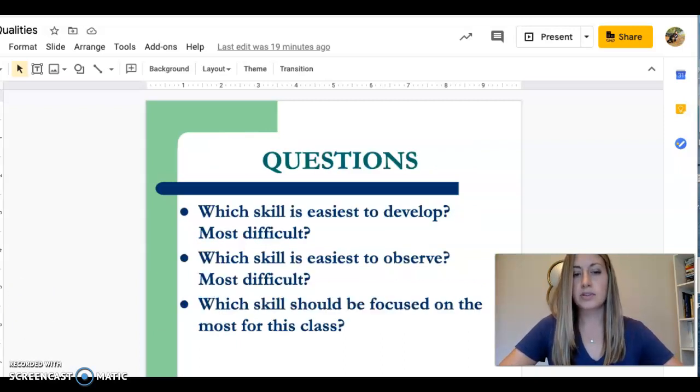I want you to just think about these questions. Which skill is easiest to develop and which is most difficult? Which skill is easiest to observe and which is most difficult? Which skill should be focused on the most for this class? You don't have to necessarily write these down, but think about them, ponder the ideas. Hopefully this is helpful for you. You're going to want to go back on some of these things, especially when you're outlining your speech and writing your speech. You're going to want to make sure that you have all 8 of the effective speaker qualities.